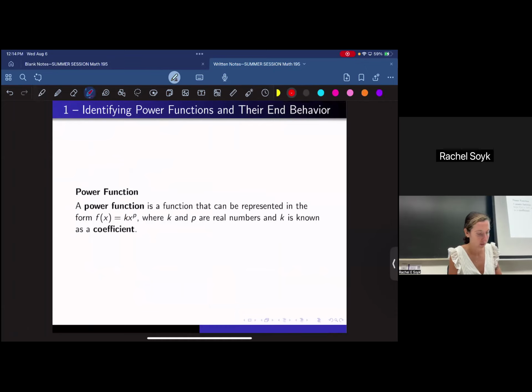Maybe I'll have one of you guys read this for me. Anyone want to volunteer?